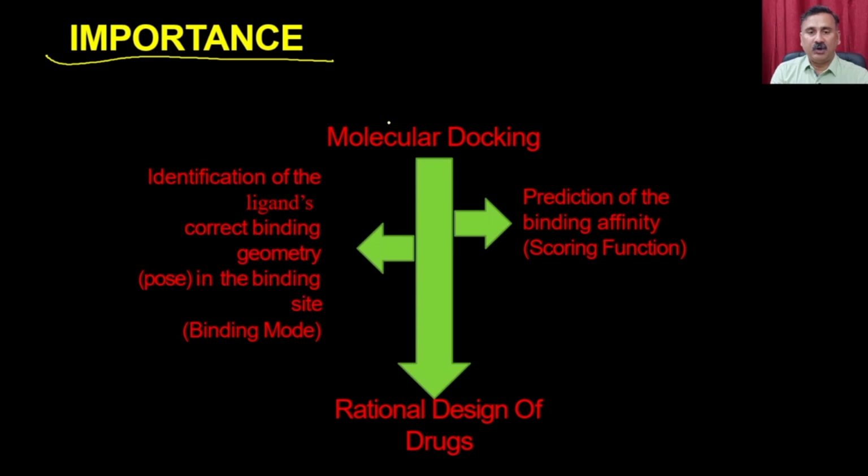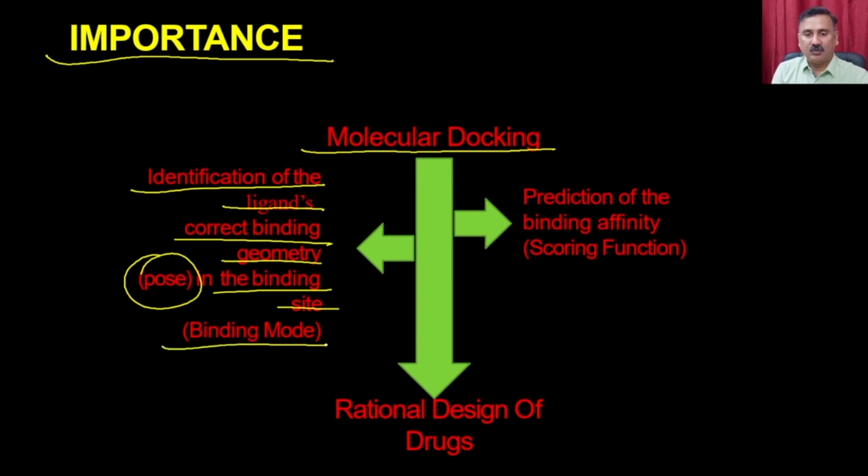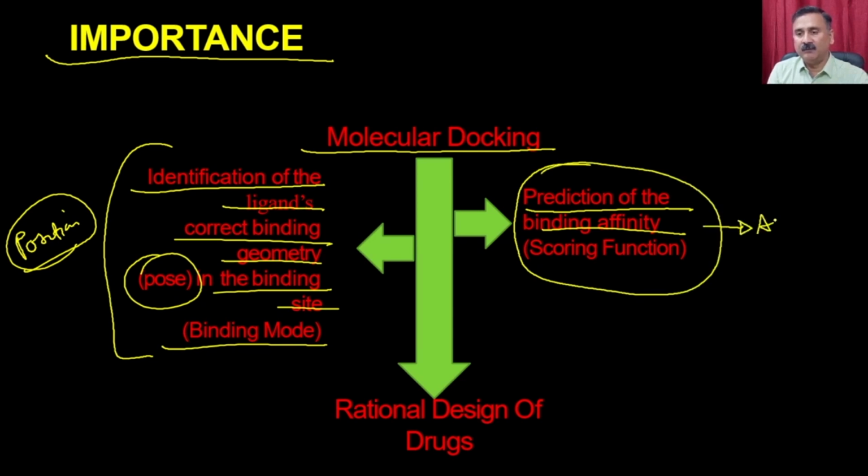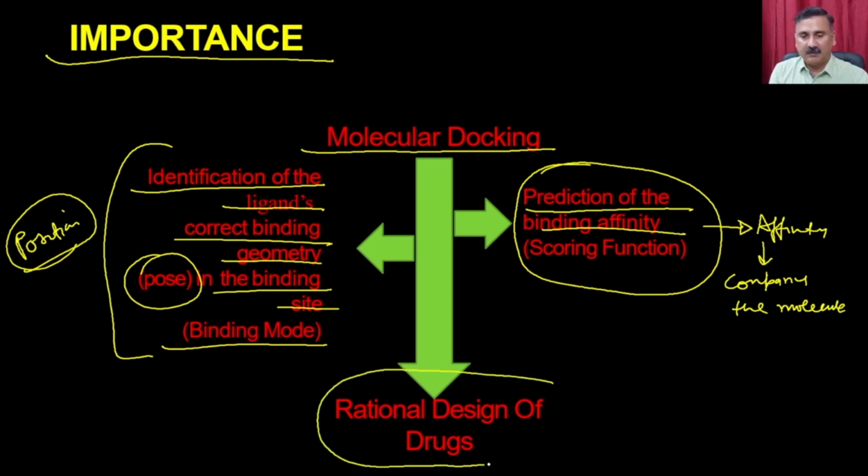So what is the importance of molecular docking? Molecular docking is going to identify the ligand's correct binding geometry, or the pose, in the binding site or the binding mode, and it is also going to predict the binding affinity or the binding scores. First of all, it is going to say at what position this particular ligand is going to bind to the target, and it is also going to give you the scoring functions, the affinity parameters, which can be used for comparing the molecules. That's why molecular docking can be used for rationally designing the target molecules.